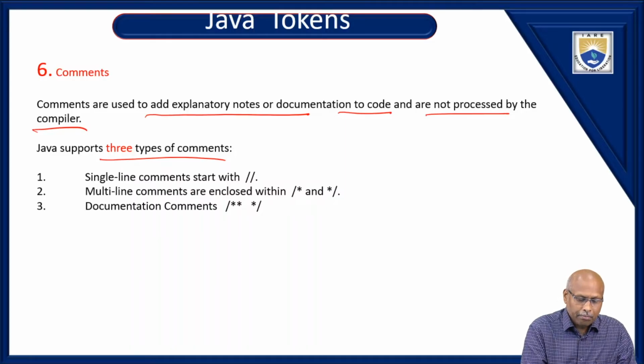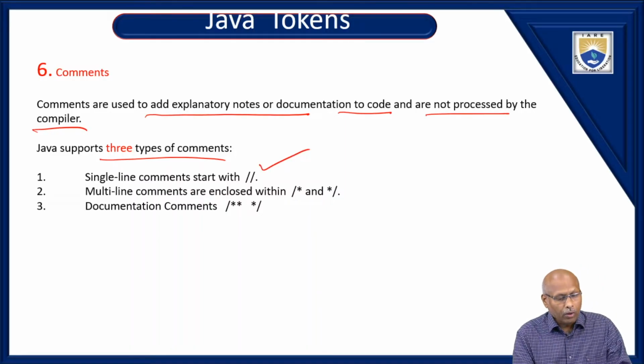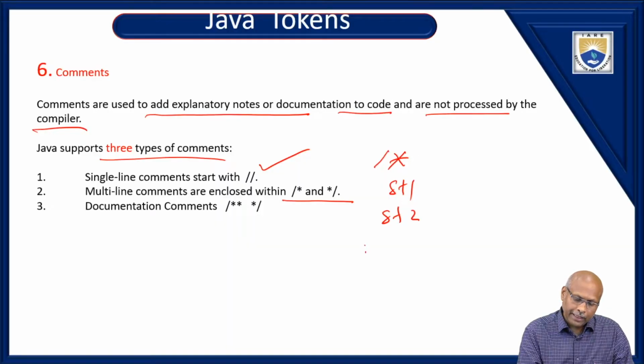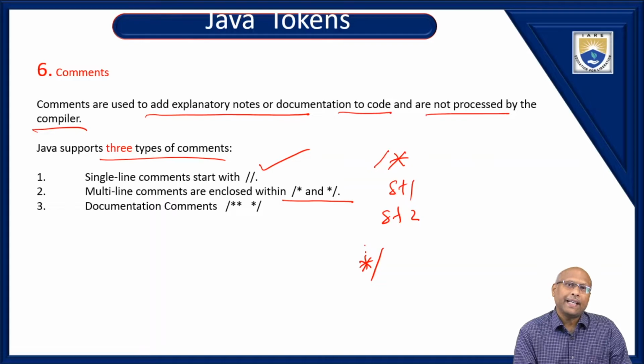Single line comment by using double slash, or you can use multi-line comment by using slash with star and ending with star with slash. So inside that you can write like this: statement 1, statement 2, multiple statements. Inside that you can write multi-line statements. Those statements will not be compiled, will not be checked by the compiler.